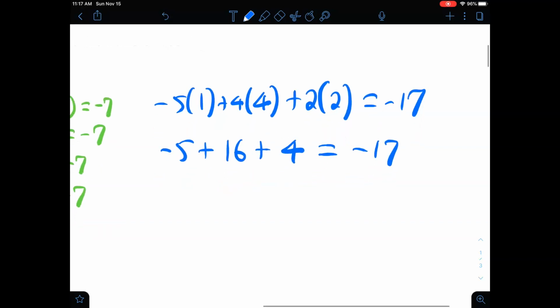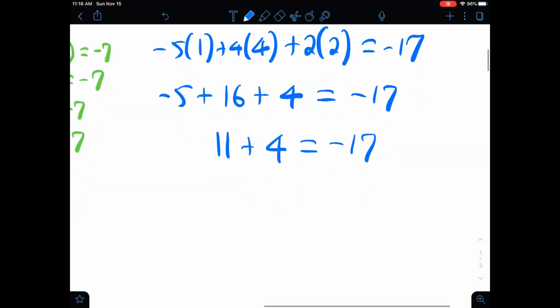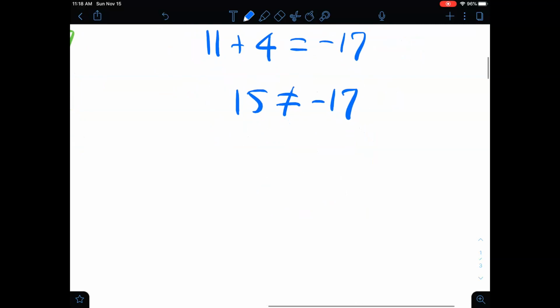All right, then we have negative 5 plus 16, which is going to be 11. 16 minus 5 is 11, plus 4 equals negative 17. What's 11 plus 4? That is 15. 15 does not equal negative 17. So this one's not a solution for this one either.